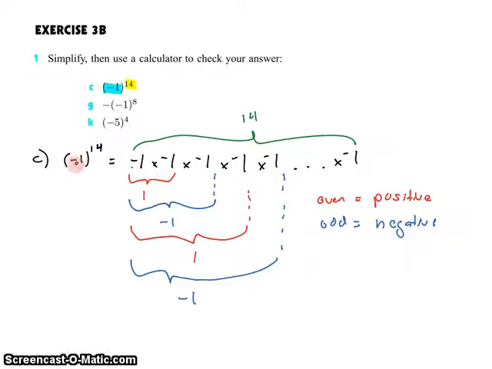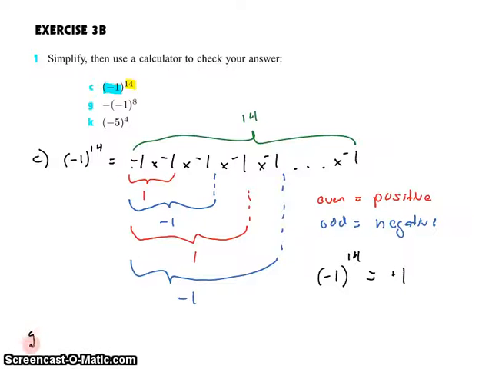Now, for -1, the unique fact is that no matter what index I raise -1 to, I always get 1 or -1. It doesn't grow in size. So -1 to the power of 14 is going to be either +1 or -1. Because the index is even, it's going to be +1.